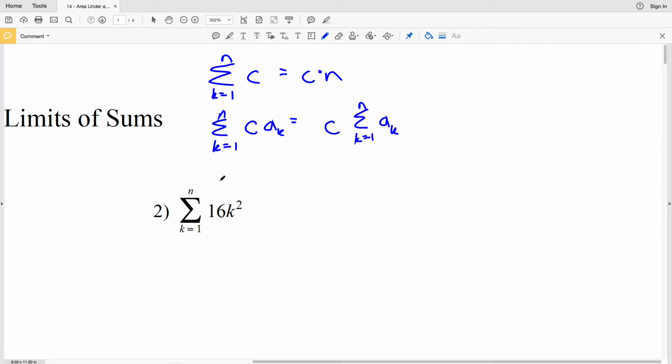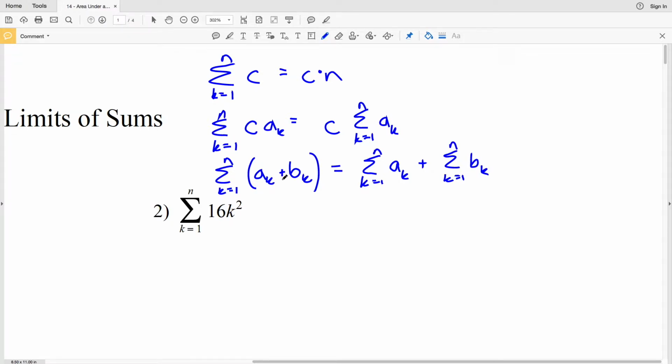And then lastly, there's another rule when you're going from k equals 1 to n of a sub k plus b sub k. That is the same as taking the summation of k equals 1 to n of a sub k and then adding that to the summation of k equals 1 to n of b sub k. Same goes for subtraction. So if you're subtracting those terms, you take the summation of one term and you subtract it from the summation of the other term. So essentially you can split up those summations. So those are the 3 rules.